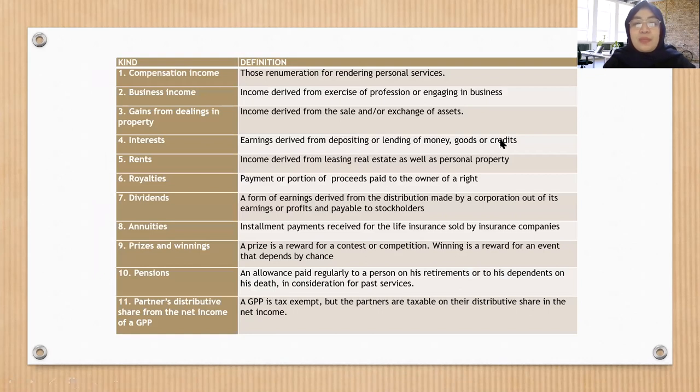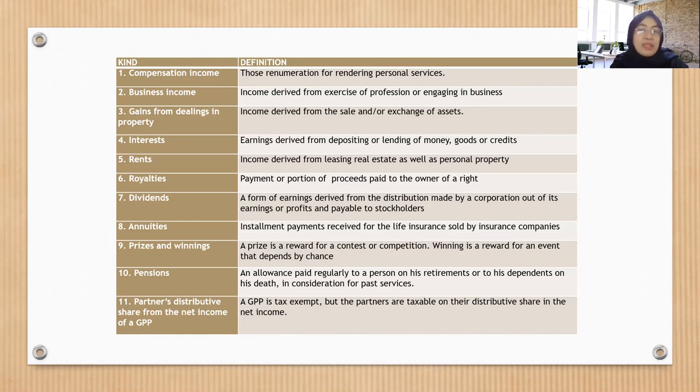Okay? Now, further, class, to give you an itemized definition, to give an idea on what these kinds of income are. So these are the definitions. So business income, compensation income, gains from dealings in property when there is a sale and or exchange of assets. Okay. So personal assets, real assets, okay.